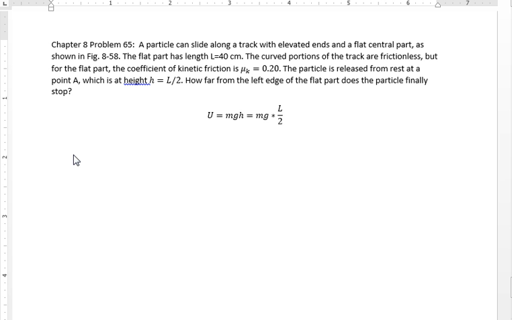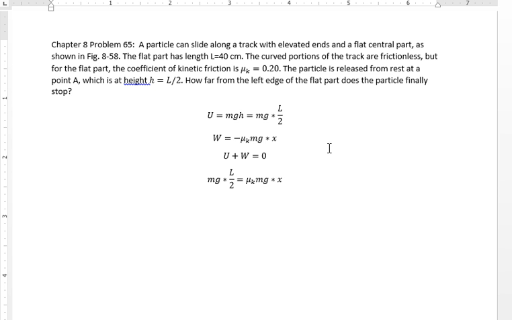Well, it stops when we've done this amount of work on it. So what's the work that gets done on it by friction? All right, the work done by friction is mu k mg times the distance it travels on the frictional part. And this is actually negative work. So we're looking for the point where U plus W equals 0, or mg times L over 2 equals mu k mg times x.